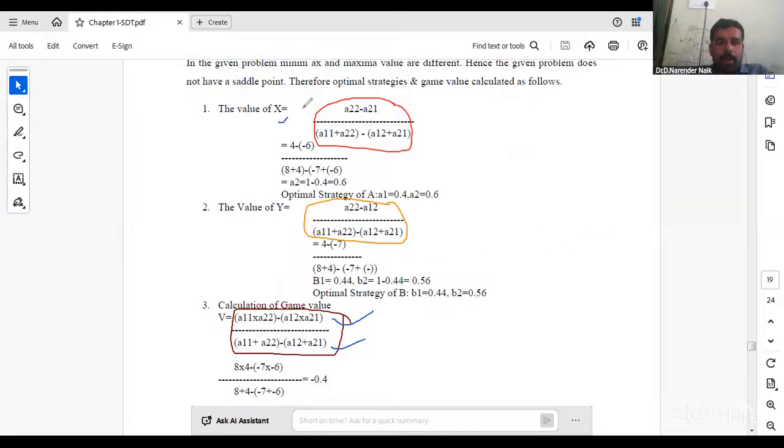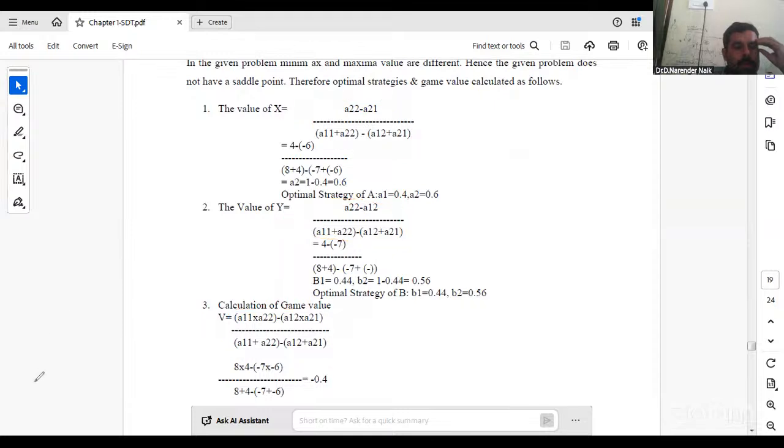the value of x, the value of y, and the value of v, these three principles we need to apply. We need to apply these three principles. Then only we are going to get the answer. Okay, this is a procedure to calculate a mixed strategy.